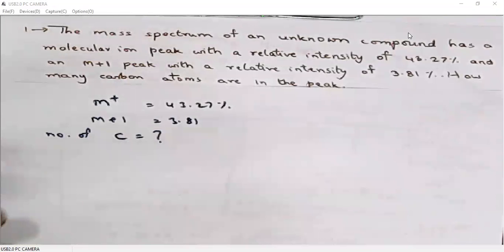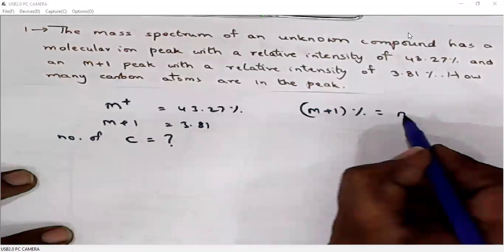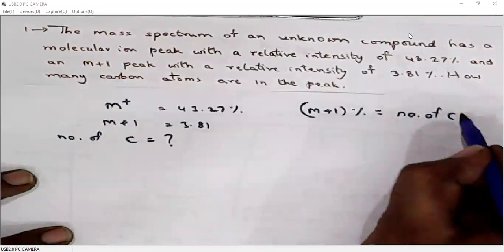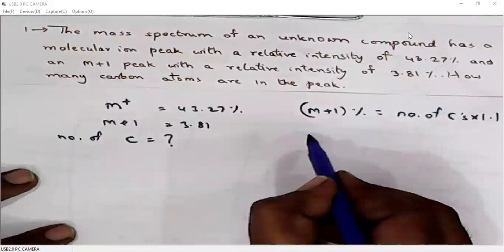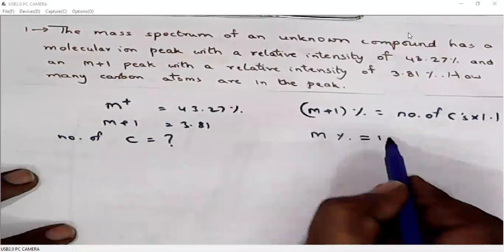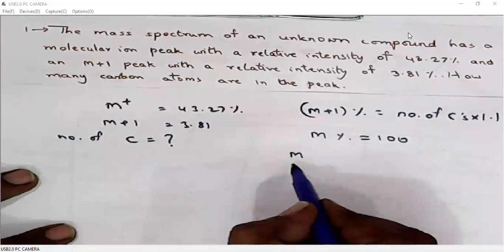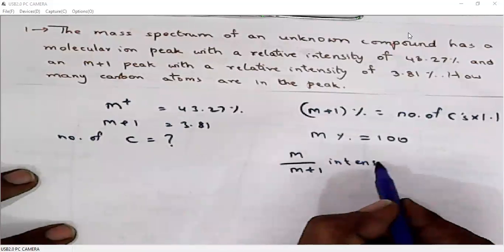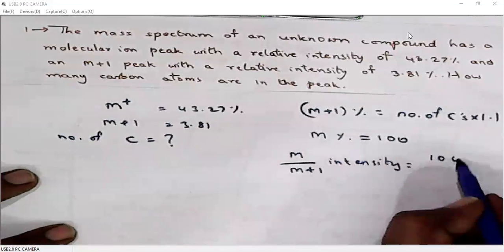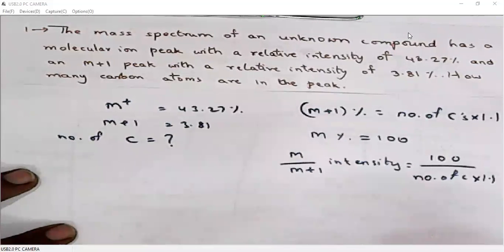In the calculation of the M plus 1 peak intensity, we need to ignore all other contributions and take only the number of carbons multiplied by 1.1. Just ignore all the others. For example, if you have an M peak whose intensity is 100%, then we can go for the ratio of the M peak intensity to the M plus 1 peak intensity, that is 100% by the number of carbons into 1.1%.